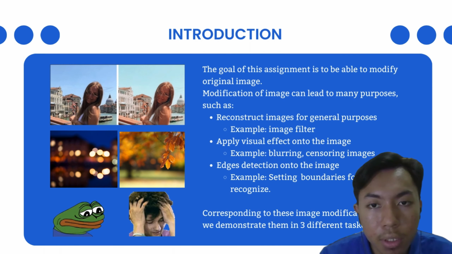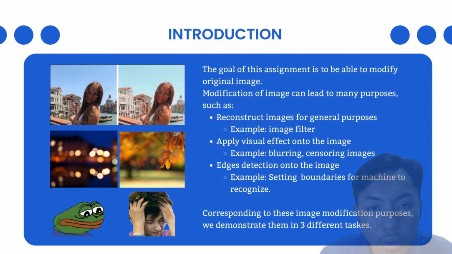The goal of this assignment is to be able to modify an original image. As we know, the modification of an image can serve many different purposes, such as reconstructing images, image filtering, and applying visual effects to images, for example blurring or censoring images. And lastly, edge detection on the image, setting boundaries for machines to recognize the edges in the image.